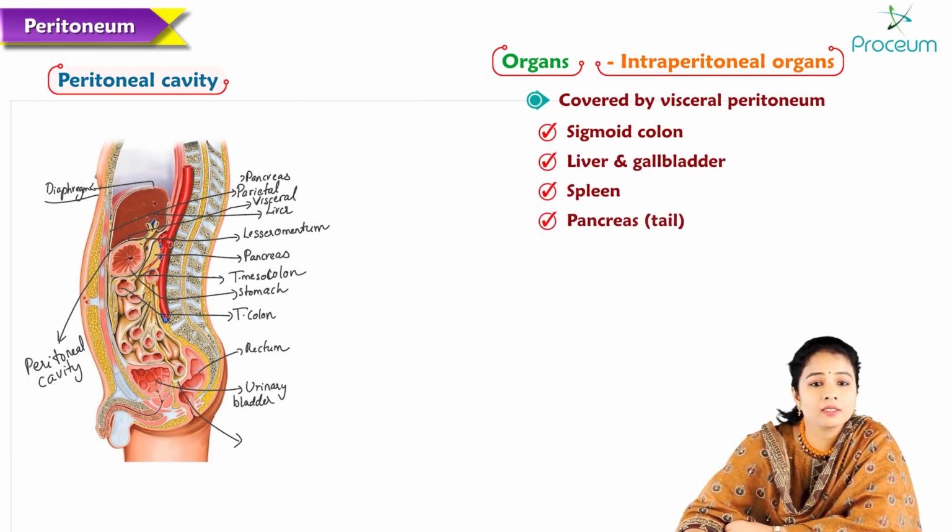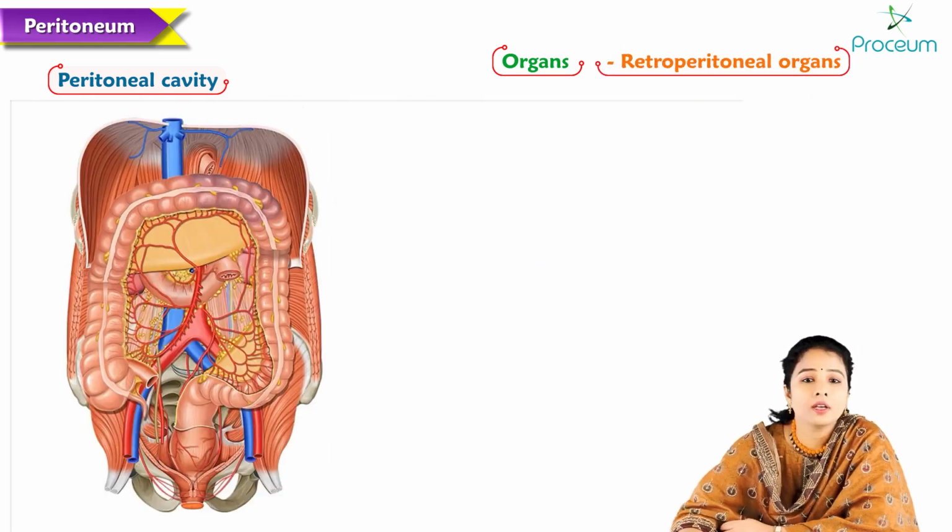Spleen, pancreas, especially the tail of pancreas alone, bladder, that is the urinary bladder, which is also partially covered, and genital organs. So these are peritoneal organs, intraperitoneal organs.